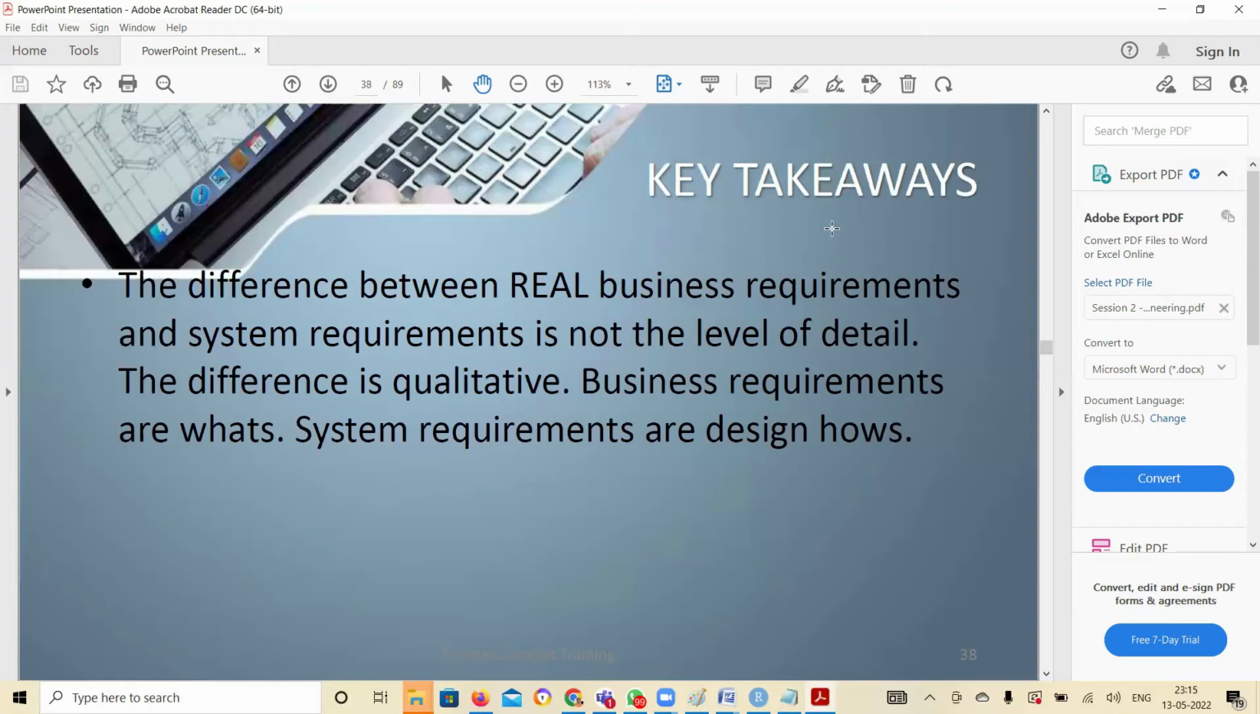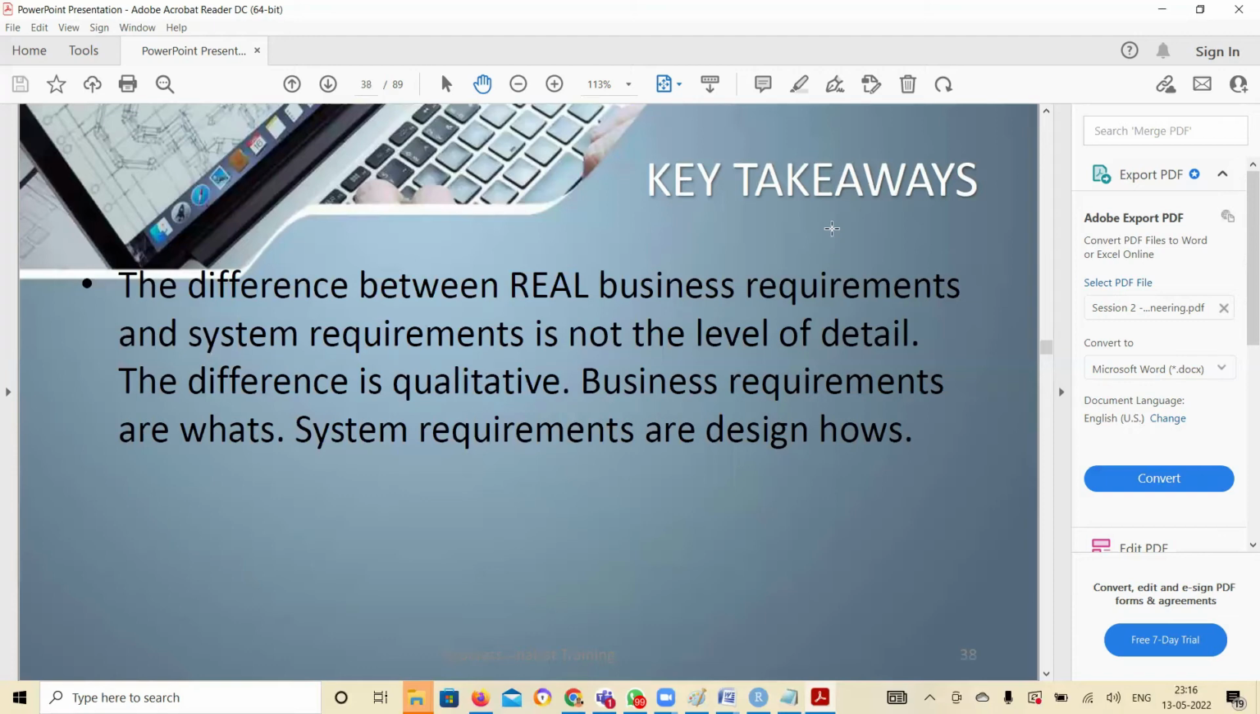So what do we understand here is that the difference between business requirements and system requirements is not the level of detail. Business requirement is also complete in itself. User requirement is also complete in itself. It doesn't mean that the header is here, the body is there, the expression is there. No, they are not. See, they are different. They are connected. Yes, they are different.